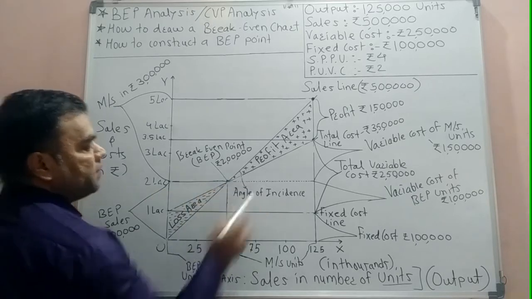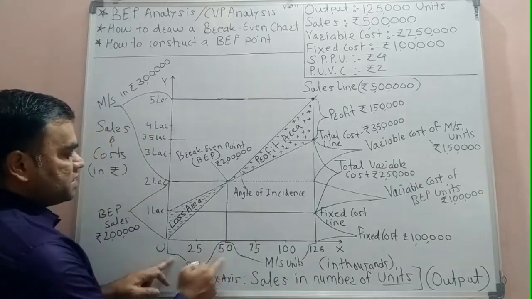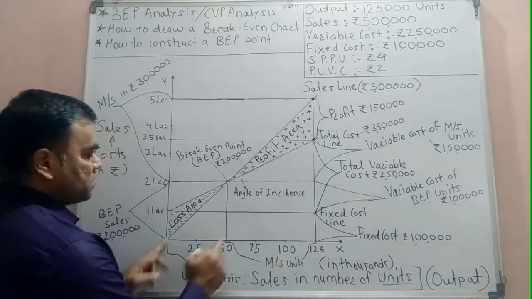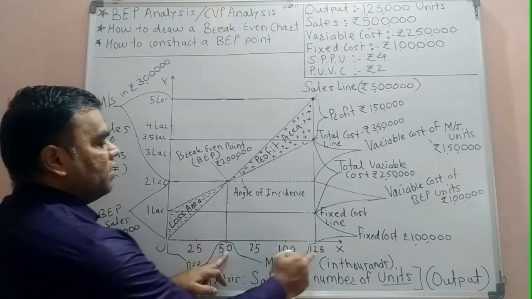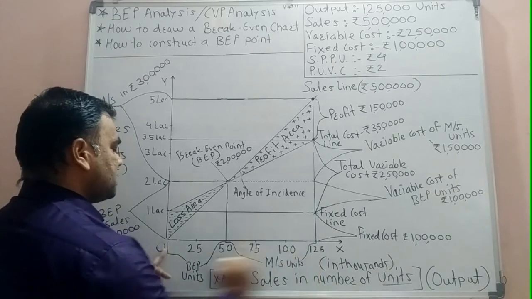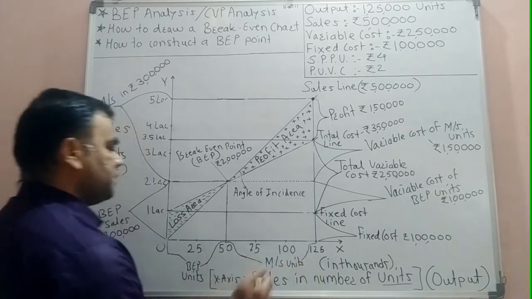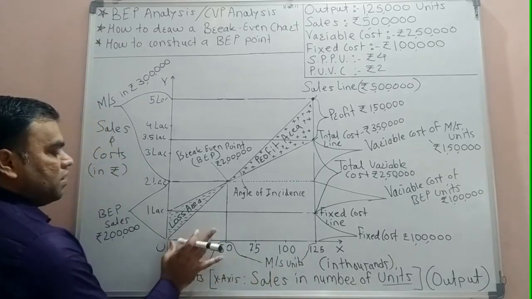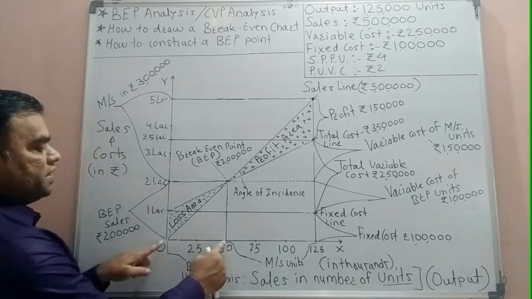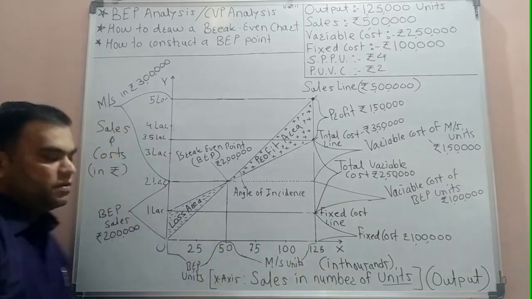But when you cross the BEP stage, if you sell more than 50,000 units, these are BEP units, and the remaining are margin units. 1,25,000 are total units. So 1,25,000 total units less BEP units, then the remaining units will be called margin of safety units. So 50,000 are your BEP units, and the remaining are your margin of safety units.